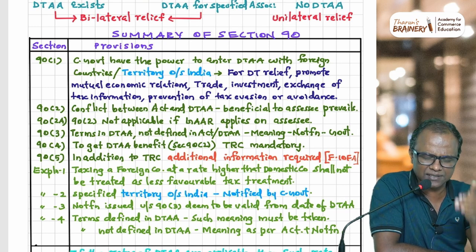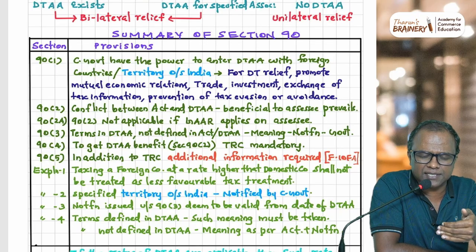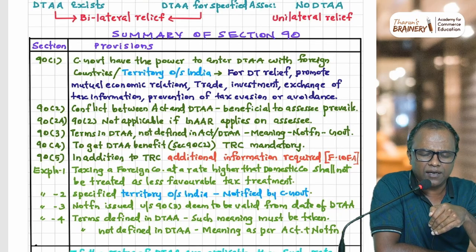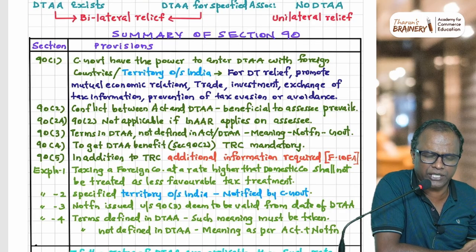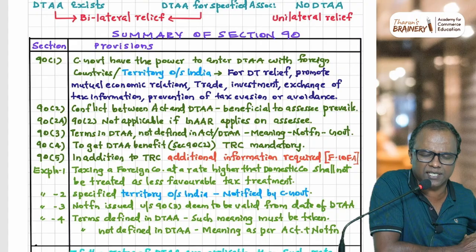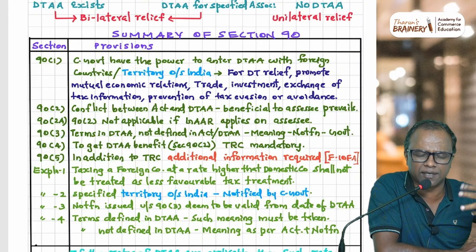What this section says is, whenever a conflict arises between the provisions of taxation as per the DTAA and the provisions of taxation as per the domestic law, that is, from India's perspective, the Indian income tax law says a provision, but that provision is contradictory to the provision contained in the DT agreement.